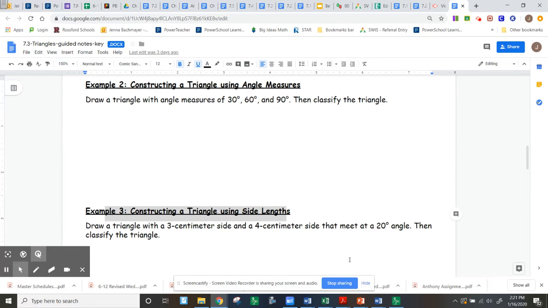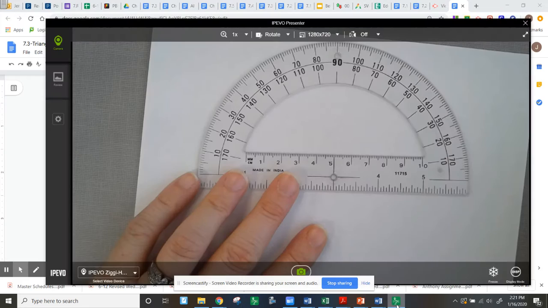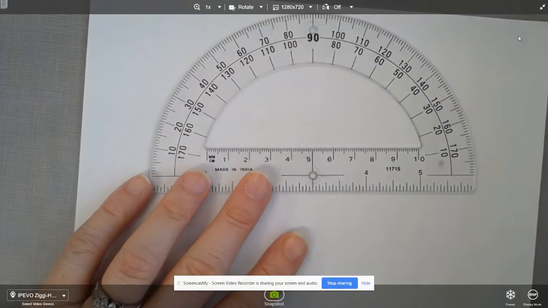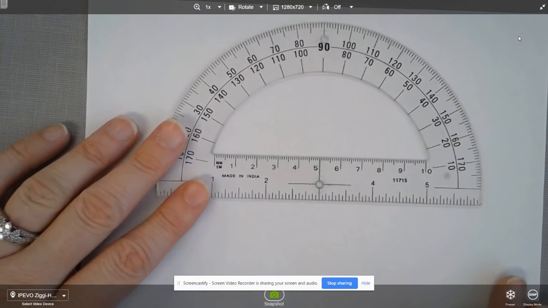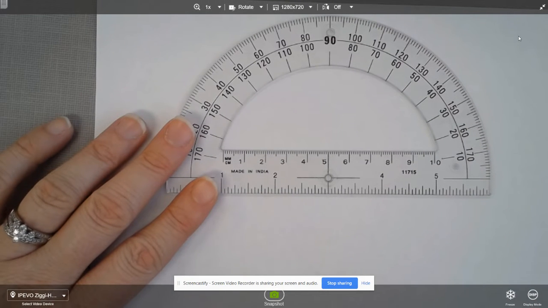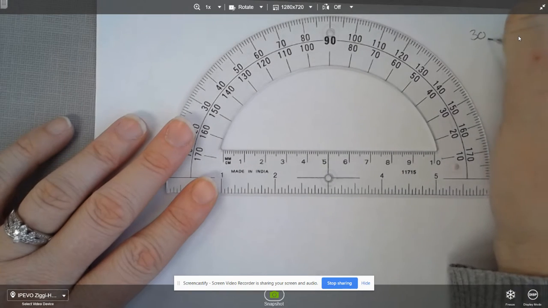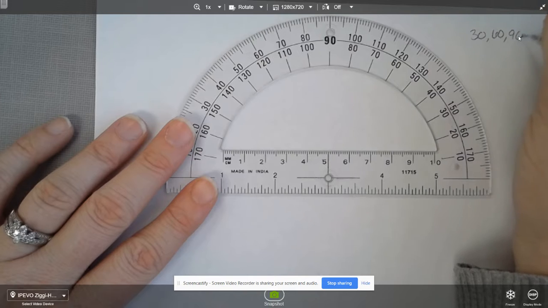Okay, so let's start by looking at example 2, constructing a triangle using angle measures. So we are going to draw a triangle with angle measures of 30, 60, and 90 degrees, then classify the triangle. So let's take a look. So we are going to draw a triangle with a 30, 60, and 90 degree angle.